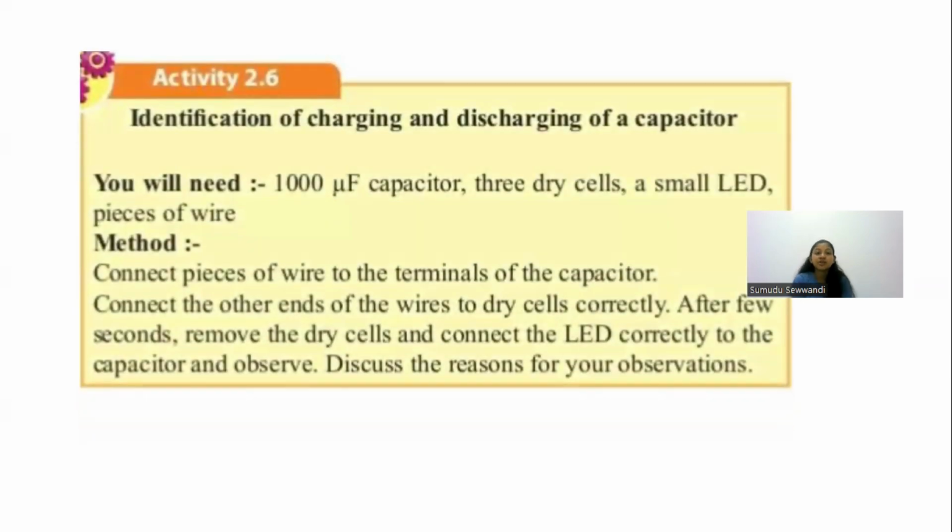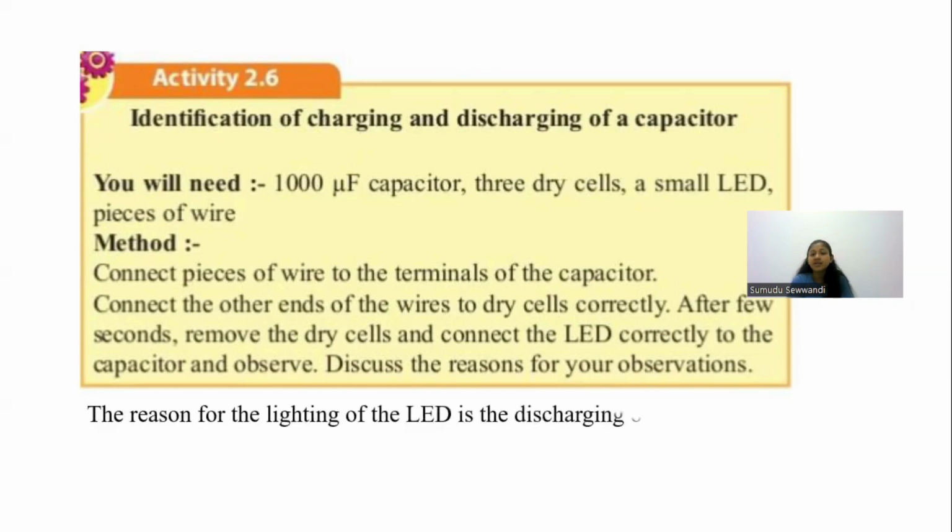Here's another activity. Identification of charging and discharging of a capacitor. You will need a 1000 microfarad capacitor, 3 dry cells, a small LED bulb, and pieces of wire. Connect pieces of wire to the terminals of the capacitor. Connect the other ends of the wire to the dry cells correctly. After a few seconds, remove the dry cells and connect the LED correctly to the capacitor, and also discuss the reason for your answer. Let's see the quiz.